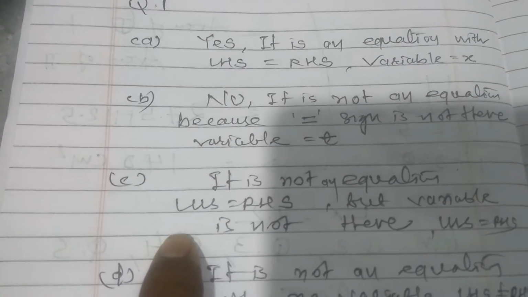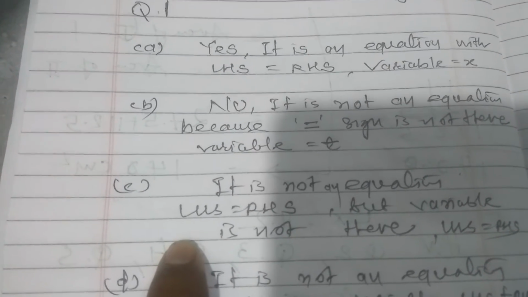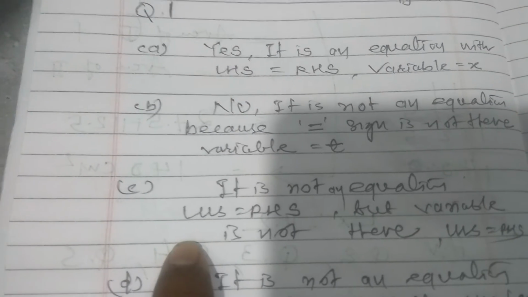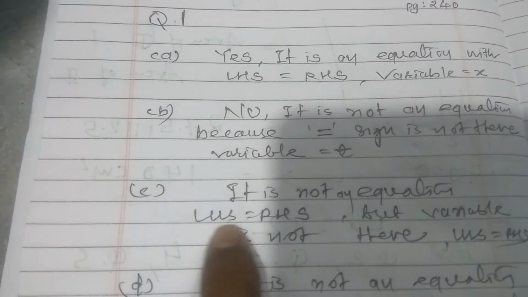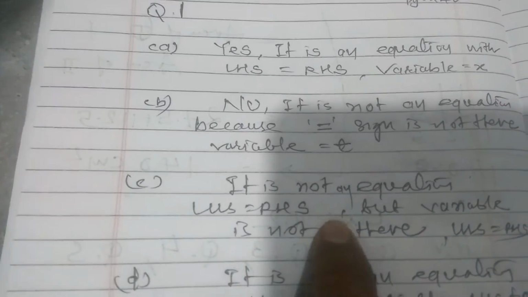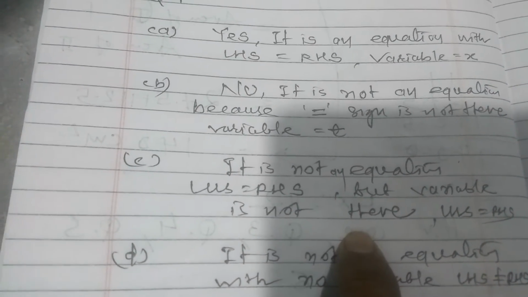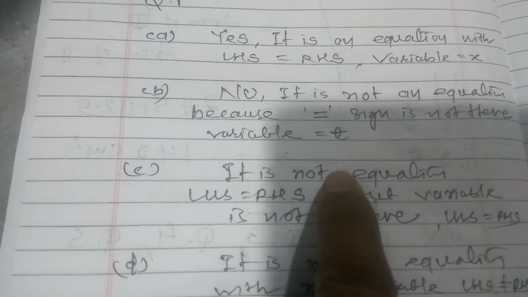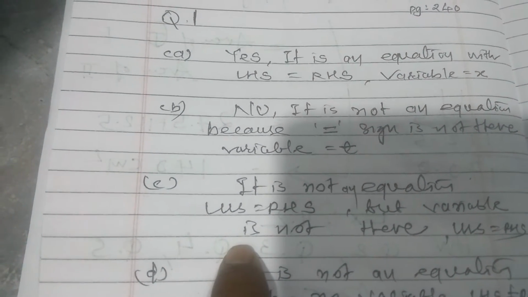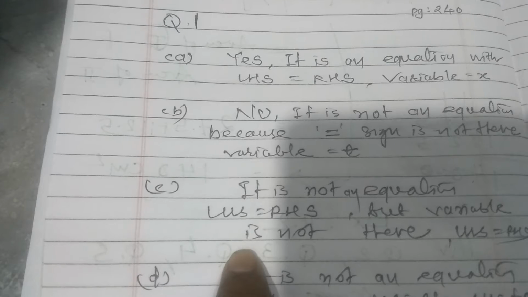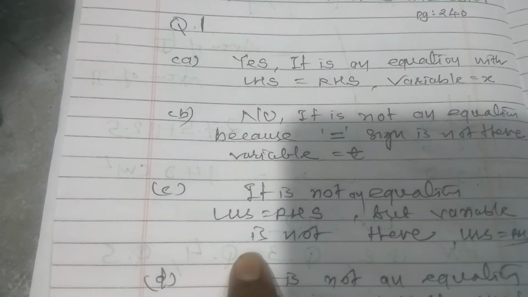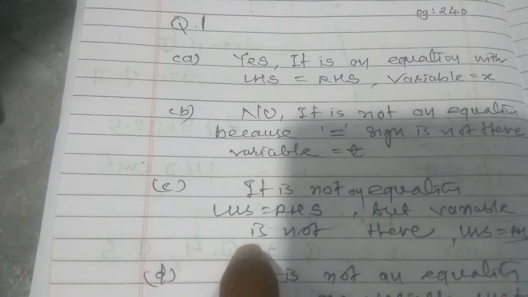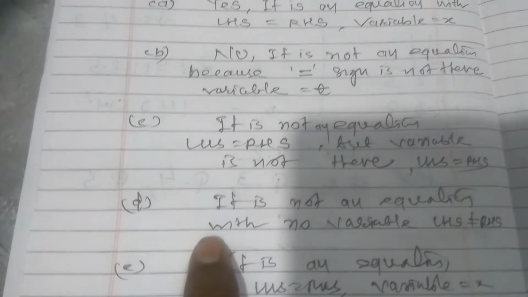So you have to mention like this. In C, 4 upon 2 equal to 2, right? So it is not an equation. LHS equal to RHS is there, but variable is not there. So that's why it is not an equation. So when the equation will be there, it should be LHS equal to RHS and variable must be there. Three conditions are to be satisfied for equations.